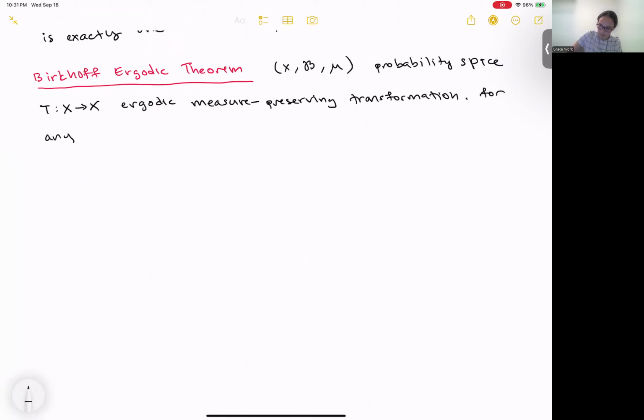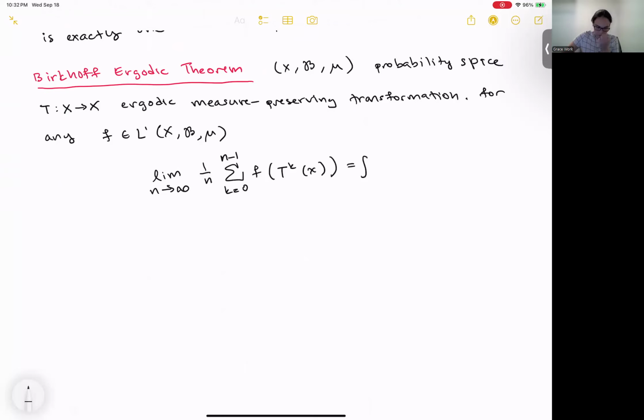Then for any f in L1 of our probability space, shouldn't be a beta, should just be a B. What do we have? We have the limit as n approaches infinity of 1 over n, sum k equals 0 to n minus 1, f of T^k x is equal to the integral of f d mu for mu almost every x in X.